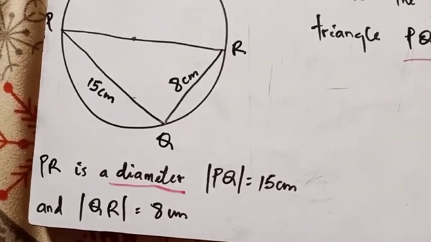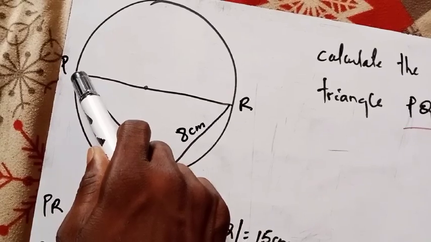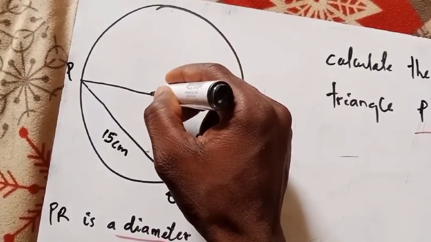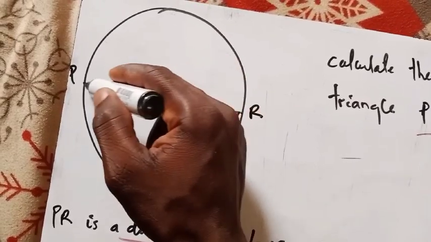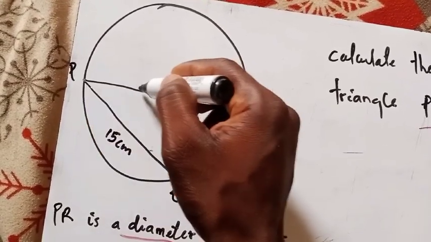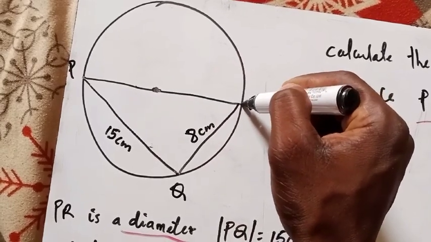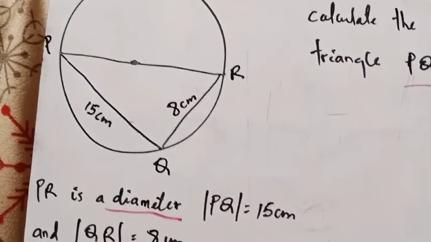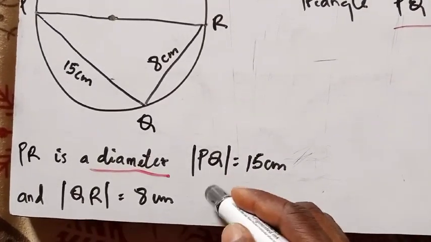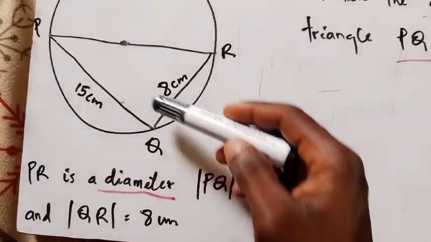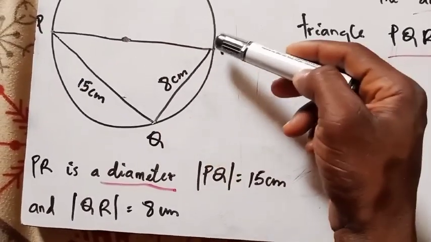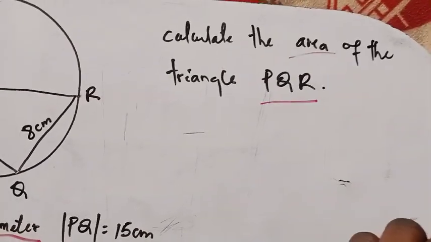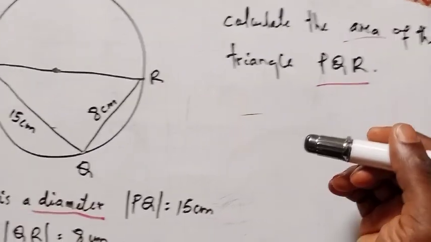A diameter here is a line from one end of the circle, and it must pass through the center. So this point here is my center, right? The line has to pass from one end of the circle through the center to the other end, right? If it doesn't pass through the center, then it is not a diameter. Now we have another notation, line PQ is equal to 15 centimeters, as you can see here, and this also equals 8 centimeters. These are all the pieces of information that we are given, and you want to determine the area of the triangle PQR.